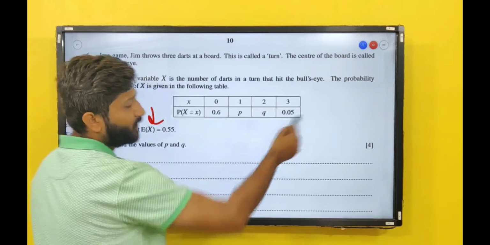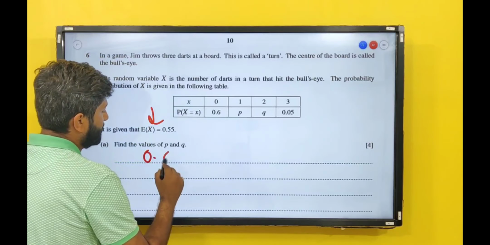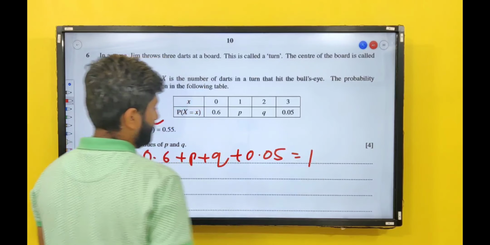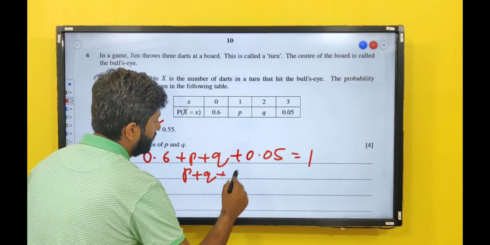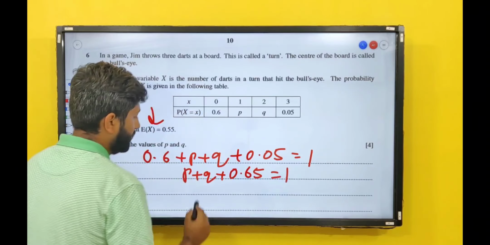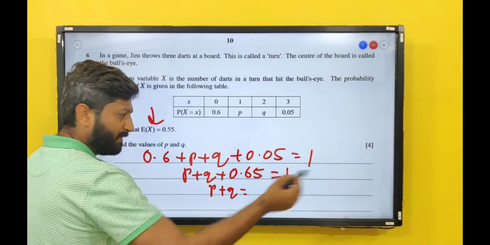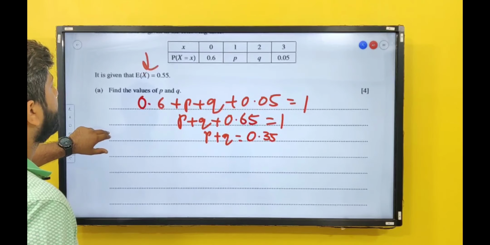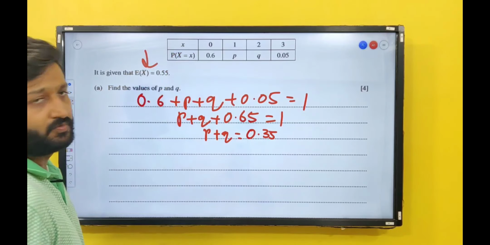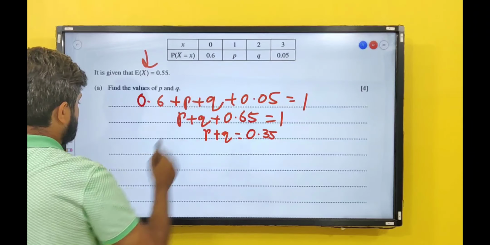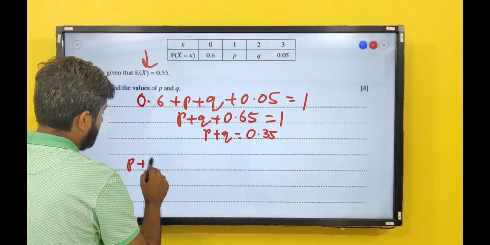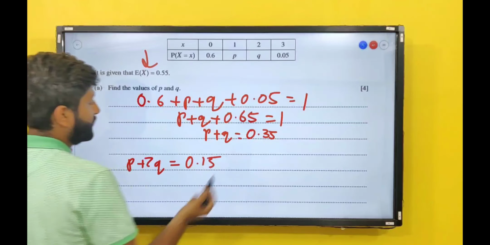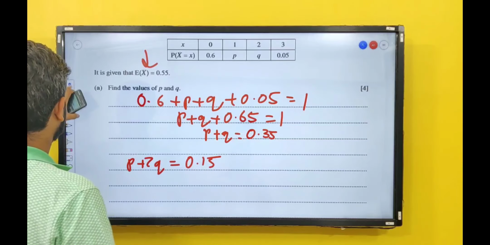Okay, see, the total probability should be 1. So 0.6 plus p plus q plus 0.05 should be 1. So I think I have p plus q plus 0.65 should be 1. So p plus q is equals to 1 minus 0.65, which is 0.35. Right? Then I think I have mean. Mean is x into probability. So 0 into 0.6 plus 1 into p plus 2 times of q equals to 3 into 0.05, which is 1.05. I think I have 2 simultaneous equations.